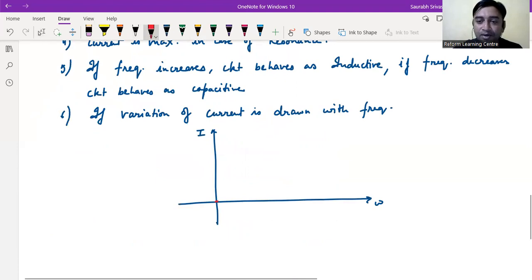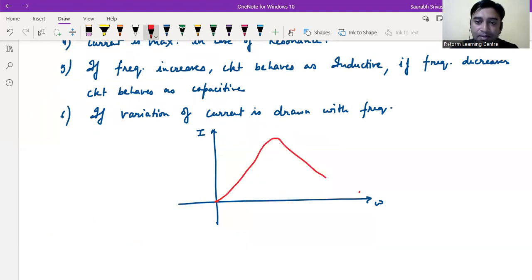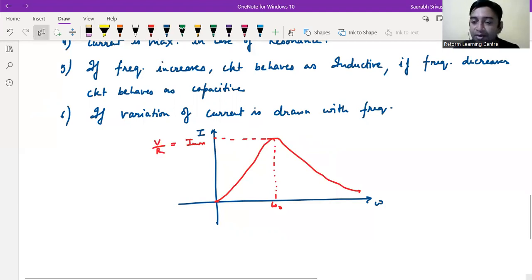At omega is equal to infinite, inductor will behave as open circuit and again current will be 0. At some frequency where resonance occurs, omega naught, current will be maximum, that is I max, and it will be V upon R. अच्छा, अब इस वेरिएशन को तो आपने ड्रॉ कर लिया.